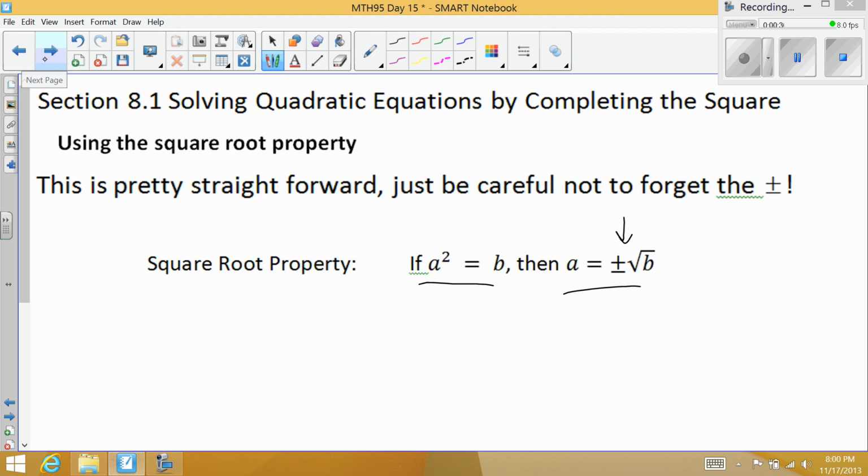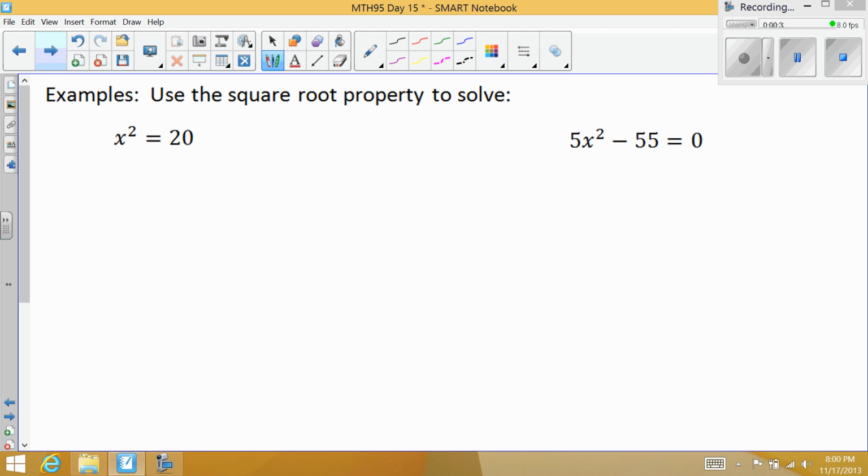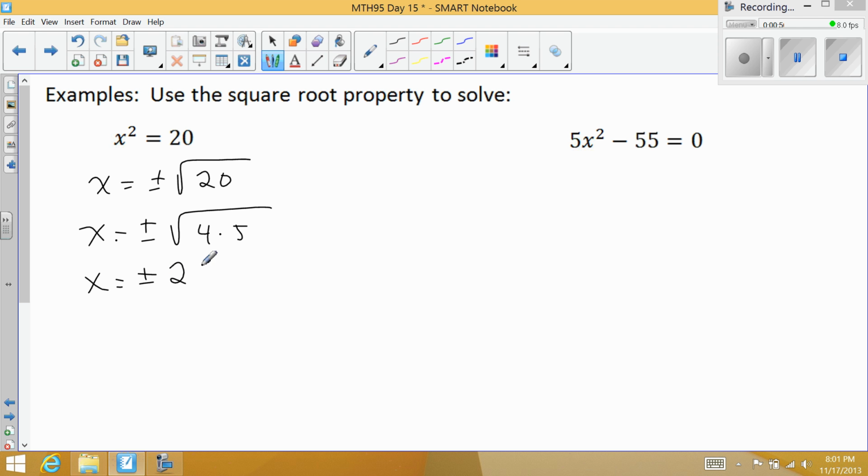Got an example here. If x squared equals 20, our first example here, then x is equal to plus or minus the square root of 20. And the square root of 20 we can simplify, 20 being 4 times 5, and 4 being a perfect square. Square root of 4 is 2, and then the square root of 5. Now be careful here. This is the positive or negative of the square root of this number. So it's the positive 2 square root 5 and the negative 2 square root 5.